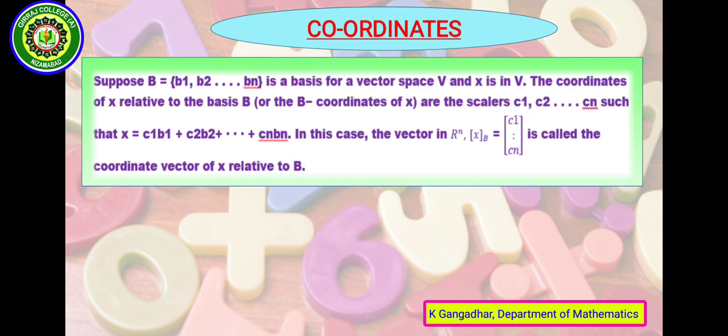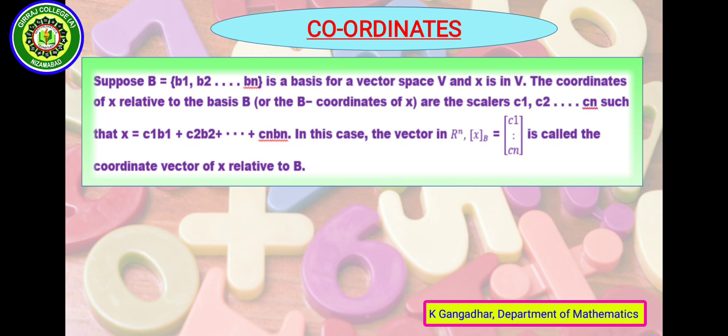So here coordinates means, given a vector x, we write a linear combination of the elements of the basis. In that linear combination, the scalar values form one vector. That vector is called the coordinate vector. So x equal to c1 b1 plus c2 b2 plus so on cn bn. Here c1, c2, so on cn are scalar values. These scalar values form one vector. That vector is called the coordinate vector of x relative to the basis B. It is denoted by [x]_B.